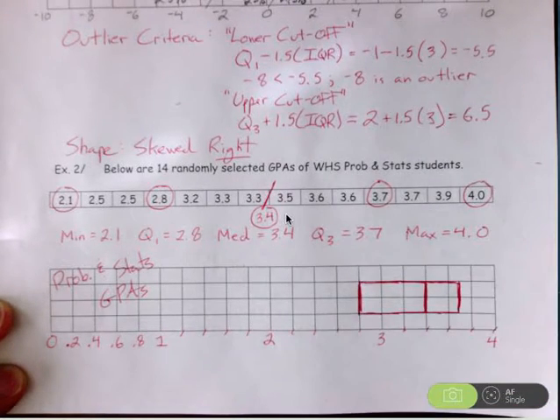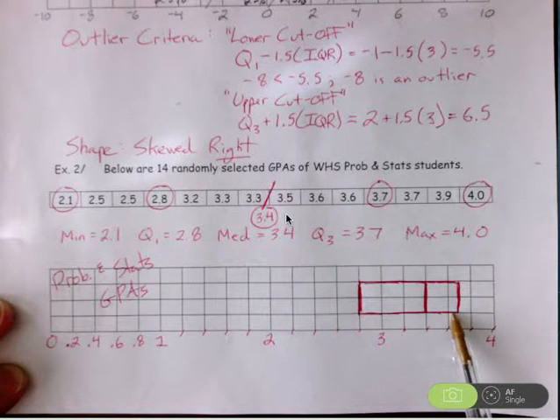The nice thing about having a physical representation is now I can see the IQR. Remember, the IQR is the range of this middle 50% of the data. So each of these units represents 0.2. So the IQR is 0.2, 0.2, 0.2, 0.2, and then another 0.1. So that's 0.9 units long.